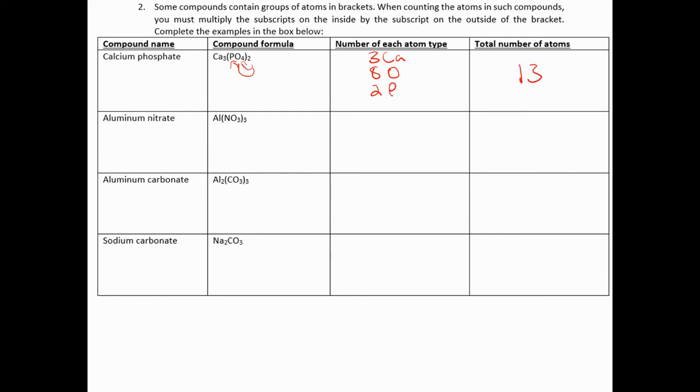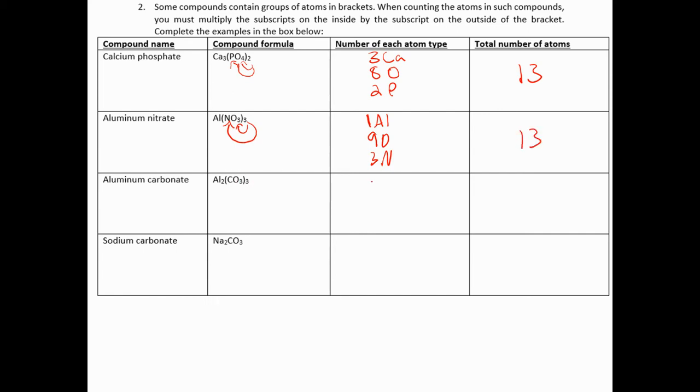So if you understood that, you can pause the video and try this yourself, and then unpause it, check your answers after. So here we have aluminum nitrate, and again, you can practice naming if you remember that. So we have 1 aluminum. For the oxygens, we have 3 times 3, so 9 oxygens. And then for the nitrogens, we have 3 times 1, so 3 nitrogens. And that's a total of 13 again.